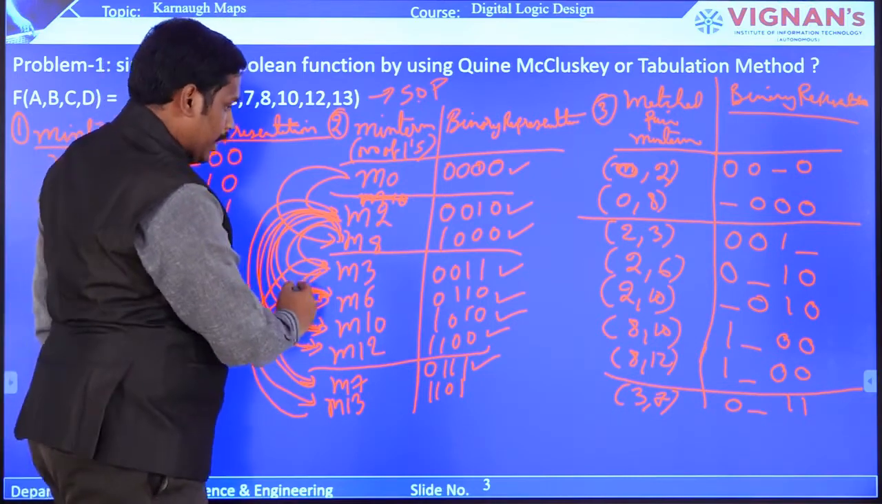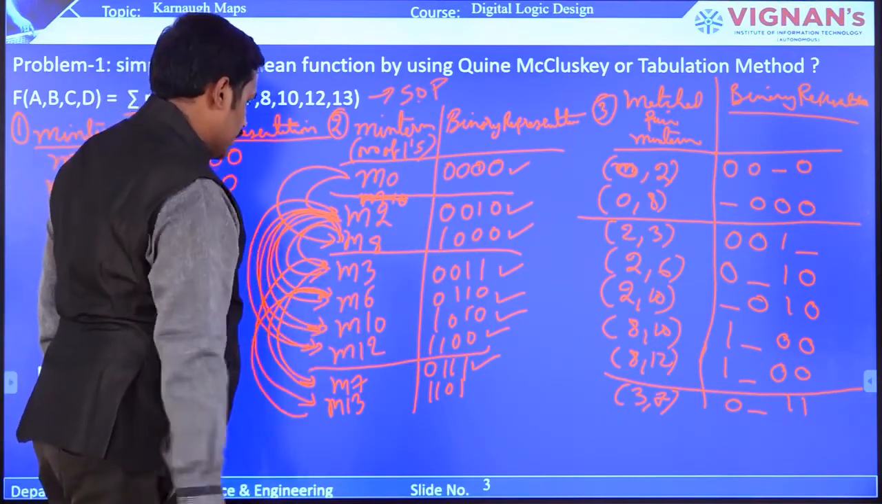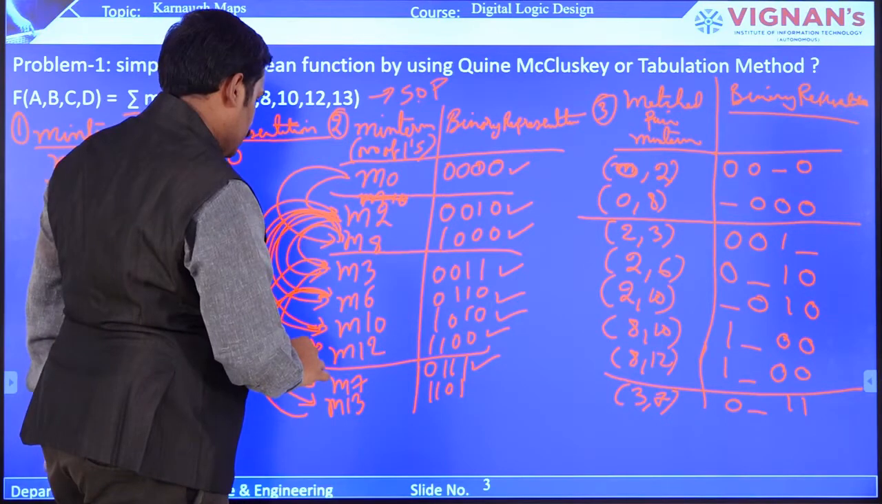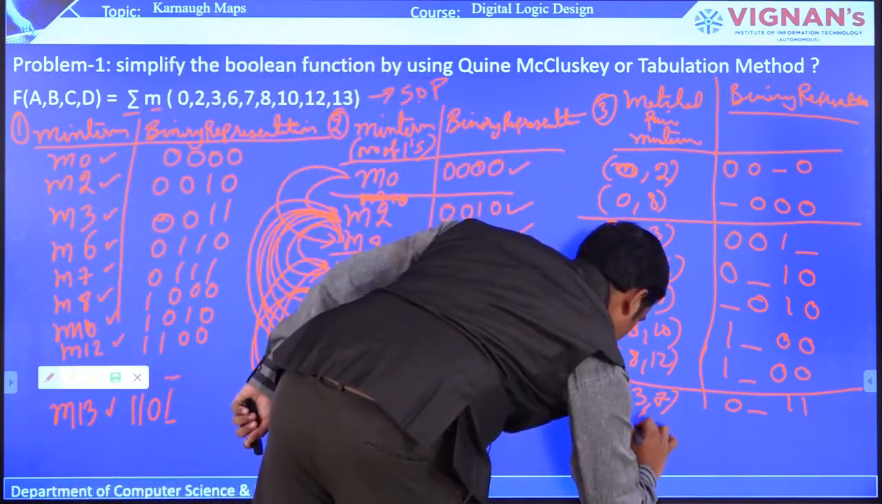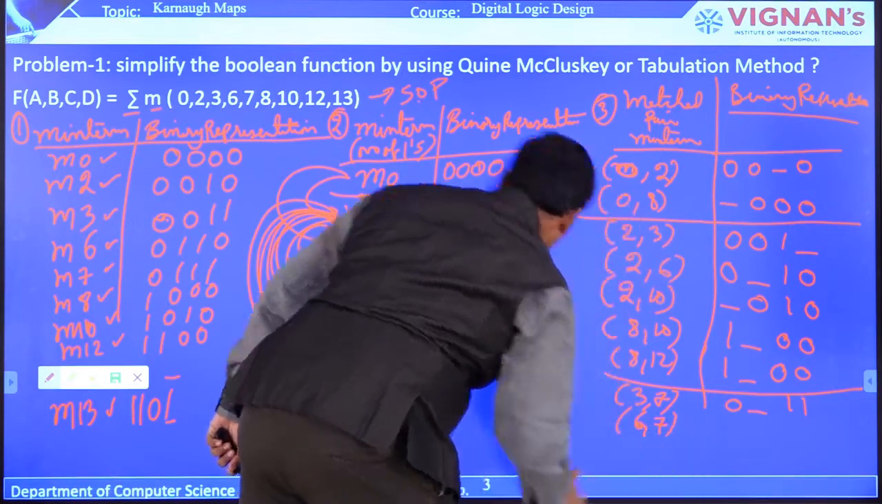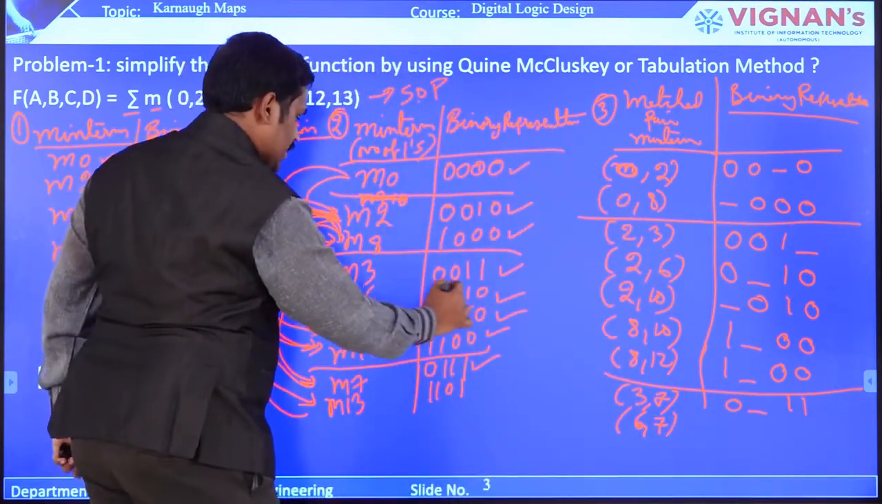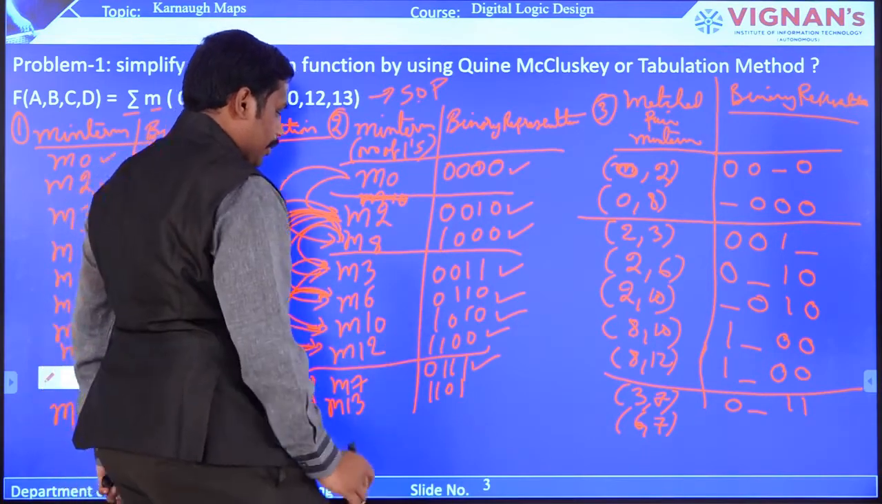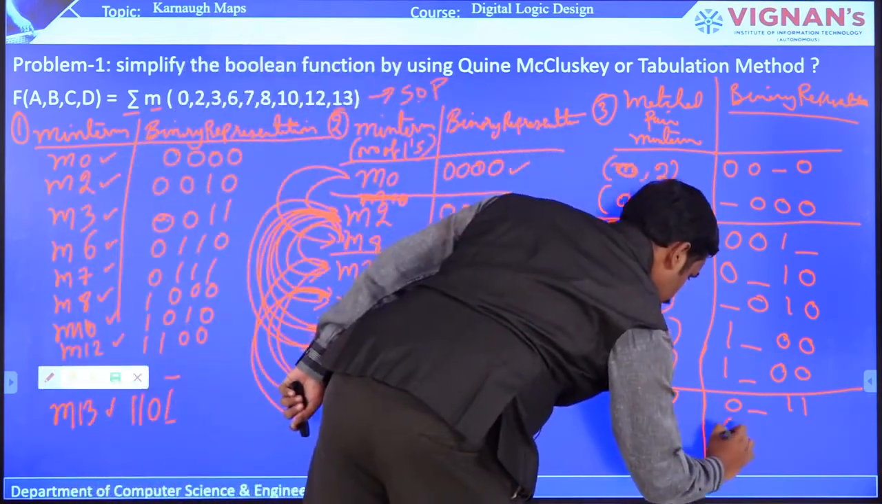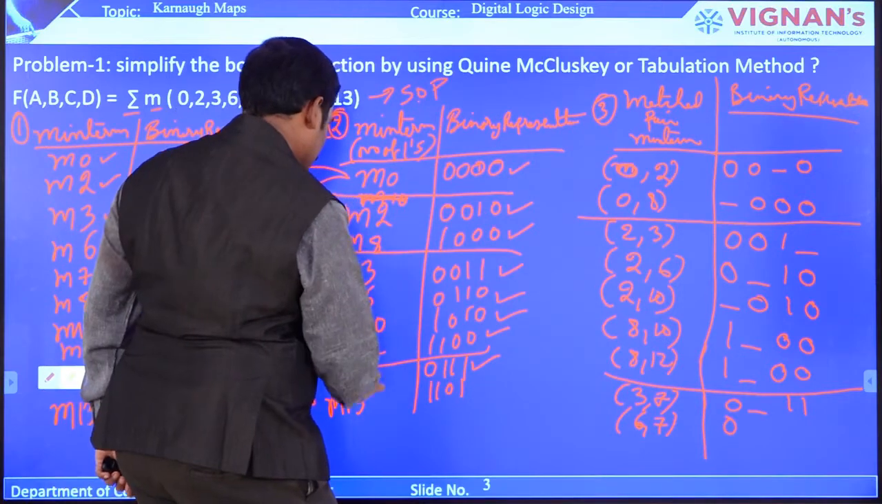And now we will compare 6 and 7. So 6 and 7, yes, there is a possibility. So we are going to write 6 and 7. So what will be the possibility? 6 is 0 1 1 0 and 7 is 0 1 1 1. So we are going to write it as 0 1 1 _ because 6 and 7, right?